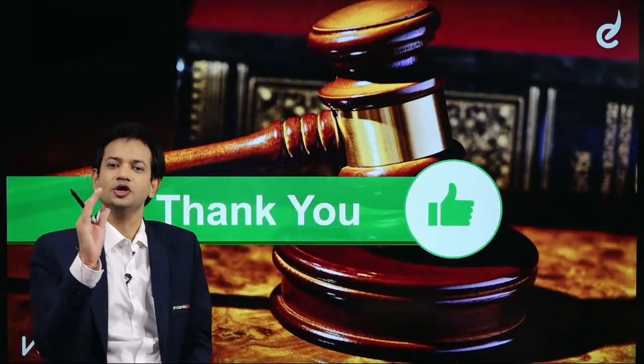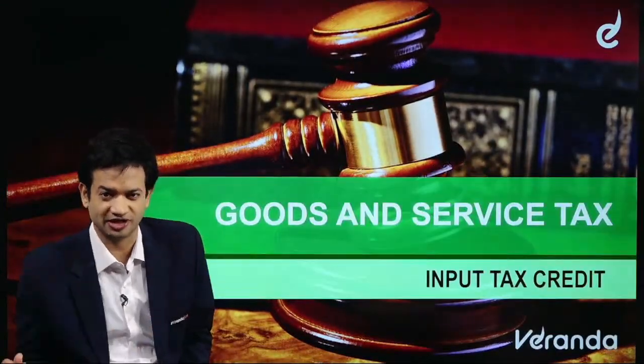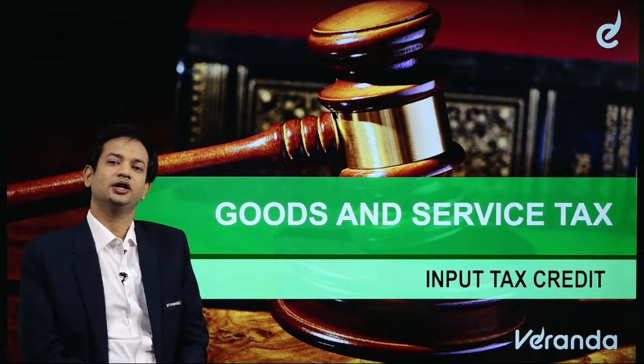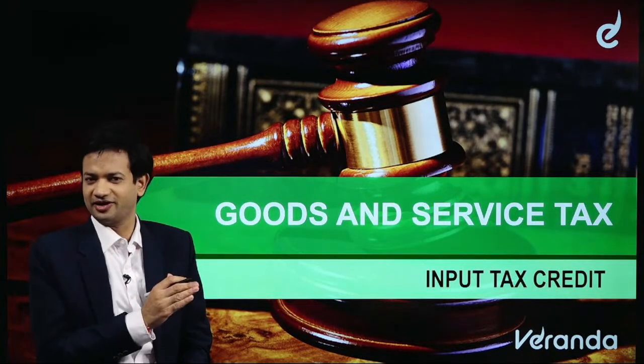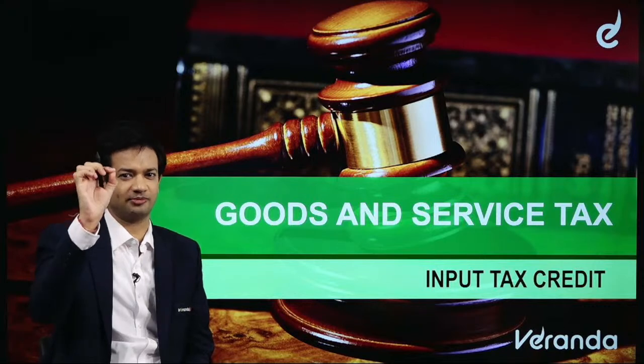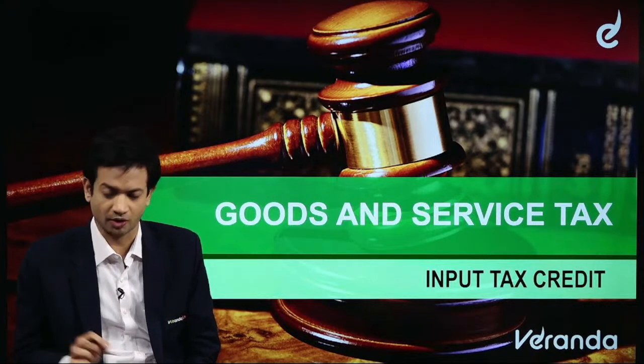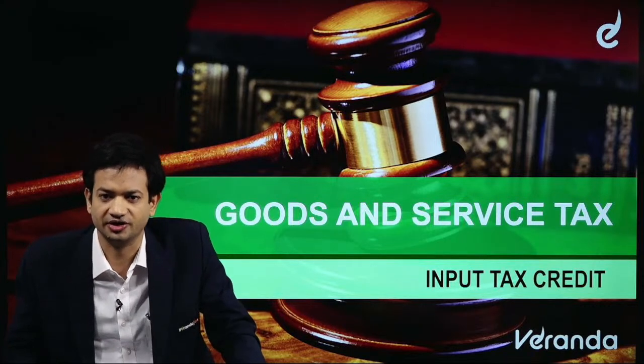Next. So we complete this chapter. We go to the next chapter, input tax credit. Charge of tax, supply. If you see both chapters, as I said, there was a single amendment only, which we have discussed in detail. Now we go to the next chapter, which is input tax credit.